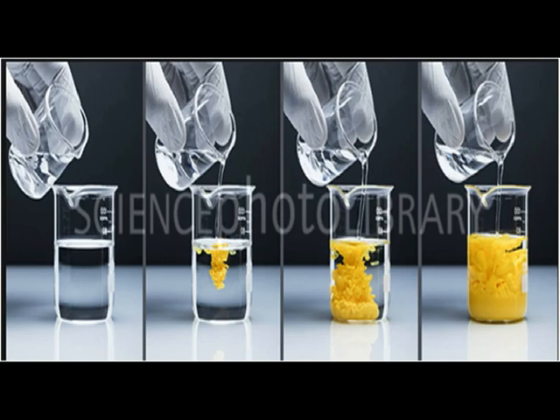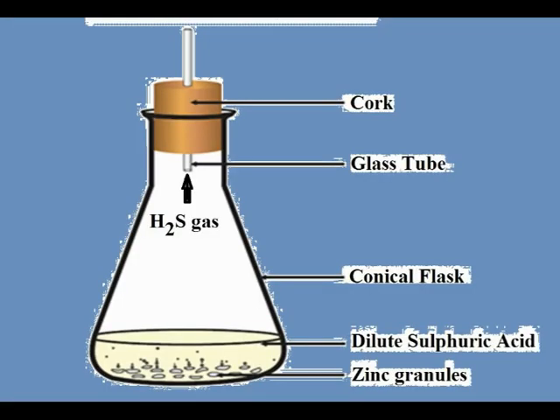Activity 1.3. Take a few zinc granules in a conical flask or a test tube. Add dilute hydrochloric acid or sulfuric acid to this. Caution: handle the acid with care. Zinc granules react with the acid and produce heat. Touch the conical flask or test tube. You will see that the conical flask has heated up.